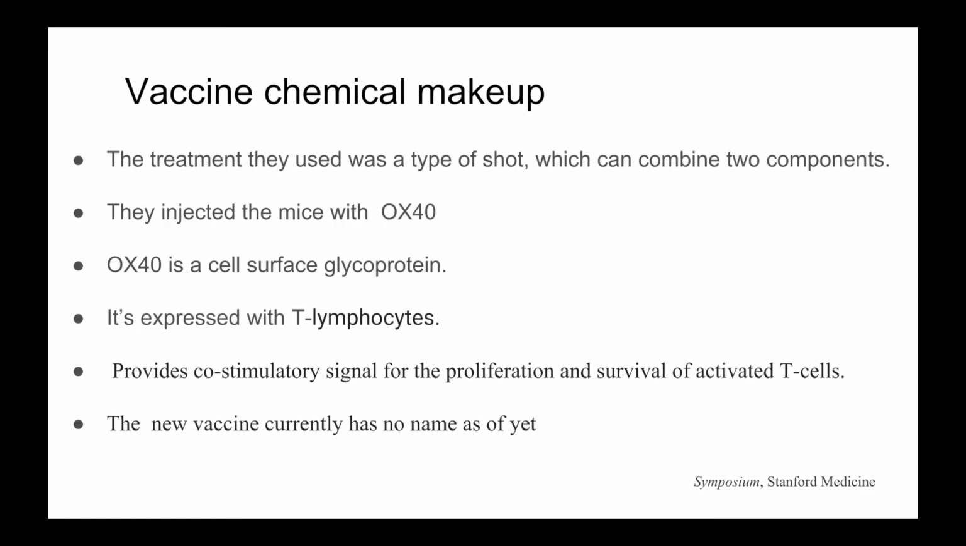Vaccine chemical makeup. The treatment they used was a type of shot which combines two chemical components. They injected the mice with OX40. OX40 is a cell surface glycoprotein. It's expressed on T lymphocytes. It provides a co-stimulatory signal for the proliferation and survival of activated T cells. The new vaccine currently does not have a name as of yet.